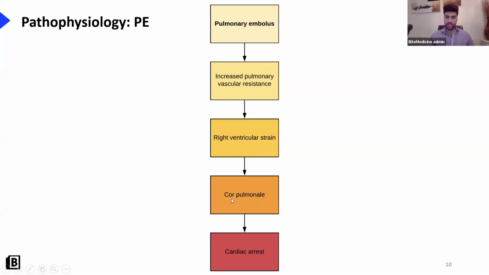So cor pulmonale refers to right-sided heart failure secondary to a respiratory cause. So in this case, the respiratory cause is a pulmonary embolus. If your right heart starts to fail, eventually that might lead to a cardiac arrest, and therefore patients presenting with a massive PE, so a large pulmonary embolus, are at risk of cardiac arrest. And that's why you need to act quickly with these patients. And in particular, in this case, we saw the patient's tachycardic, she's hypotensive. So this is a typical patient who could then go on to develop cardiac arrest. So you need to act quickly. The point is, the pulmonary embolus increases your pulmonary vascular resistance, which eventually leads to heart failure.